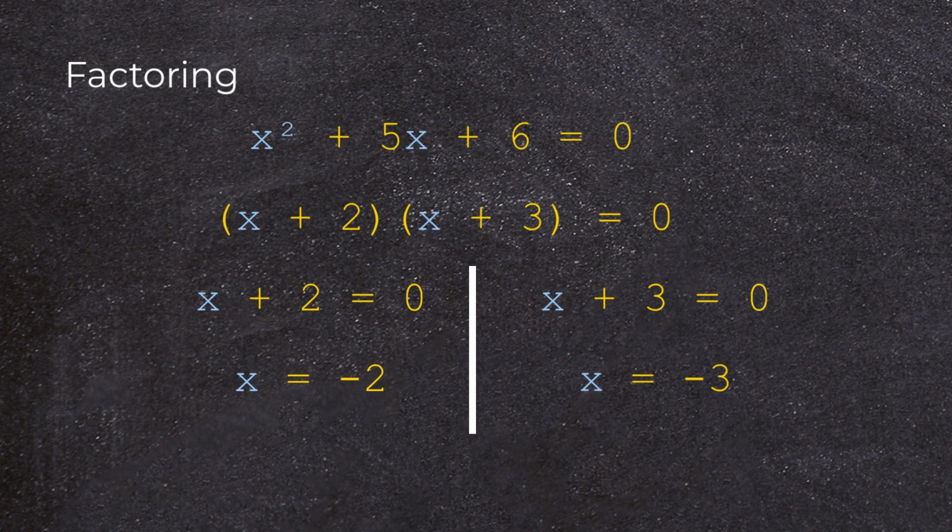Businesses use factoring to find break-even points, where revenue and cost intersect. That's literally solving for when profit equals 0.